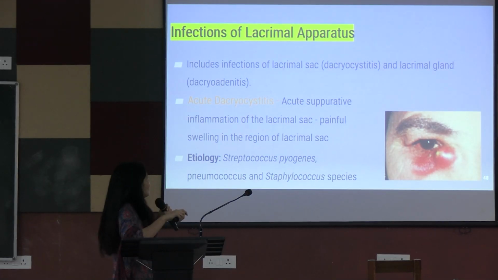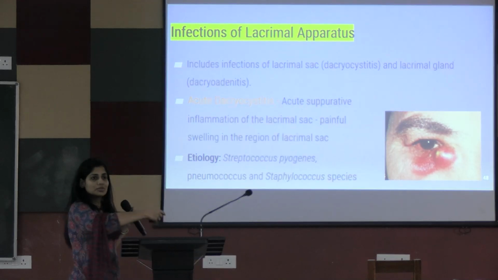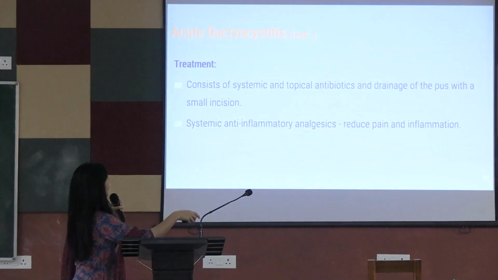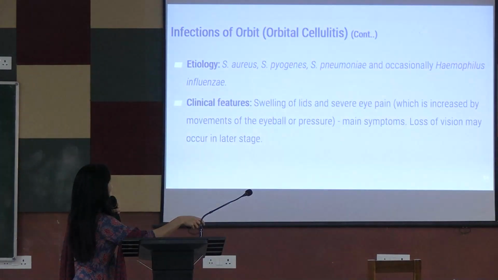Then coming to infection of the lacrimal apparatus, what is it known as? Dacryocystitis for the lacrimal sac, and dacryoadenitis for the lacrimal gland. Just remember this. Again, the causative organisms remain the same. Topical antibiotics you can use in this case.